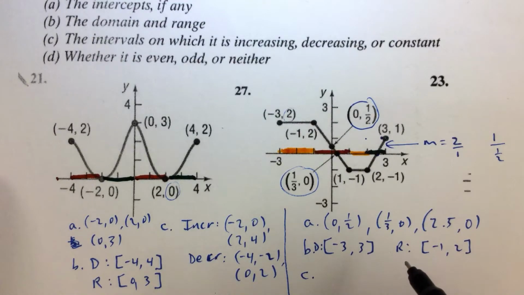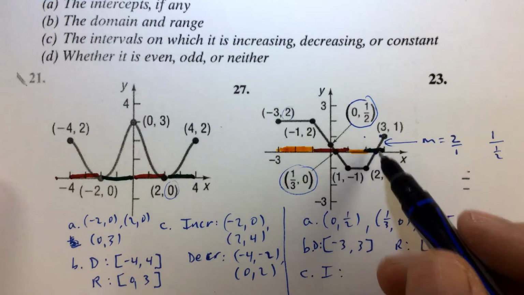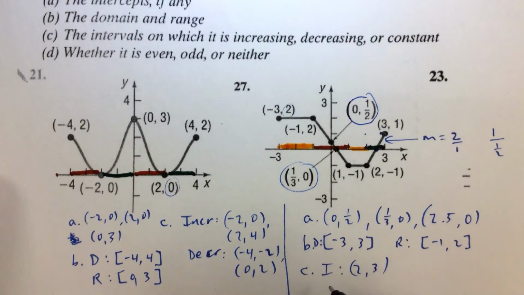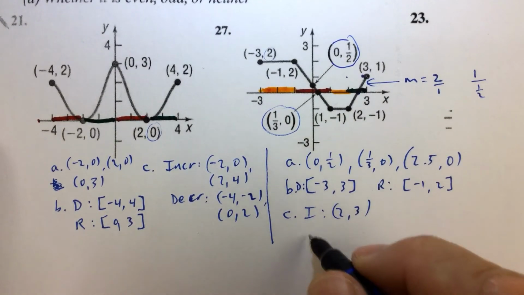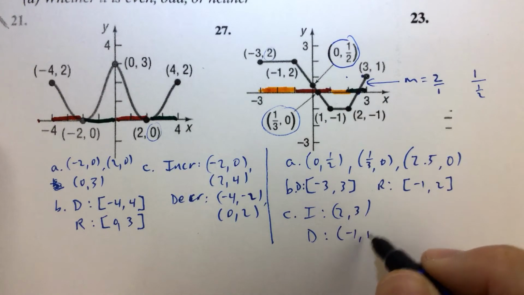And then the intervals in which f is increasing. Increasing would be the green one. That would be from 2 to 3. And then let's scoot this up a little bit. The decreasing interval would be the red one. That would be from -1 all the way to +1.